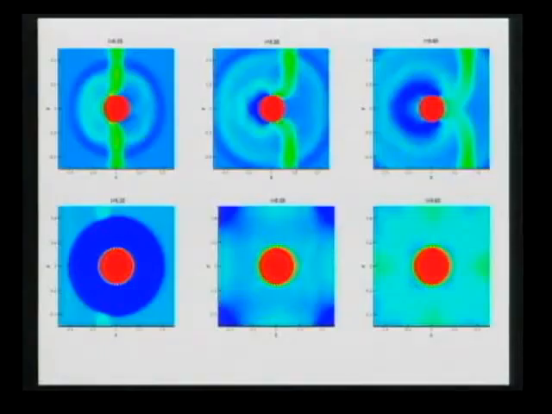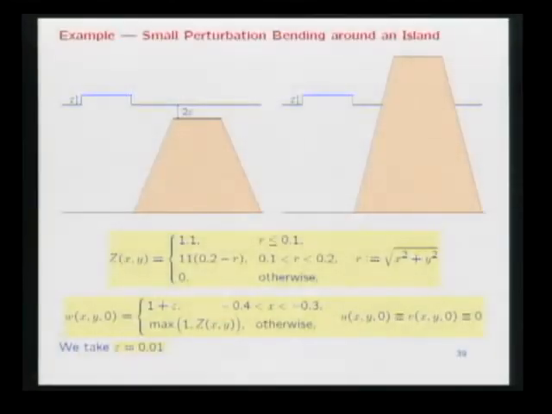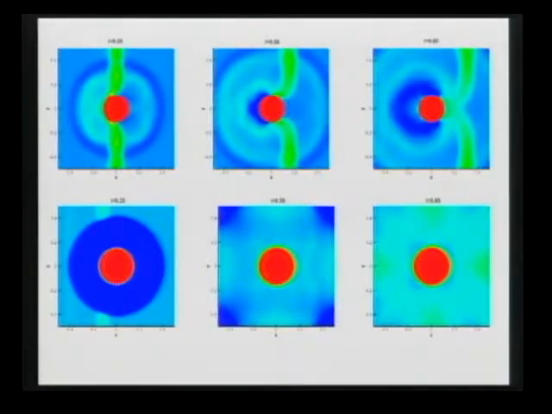And in the case of the island, we have a small perturbation that bends around an island, because the island is too high and the perturbation doesn't go over the top, it just bends around. You see the well-balanced result and the non-well-balanced result, and the non-well-balanced results are clearly bad, because near the island some waves start propagating and they destroy the solution structure completely.